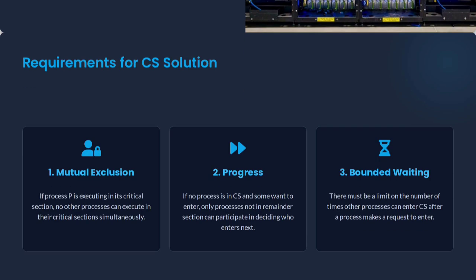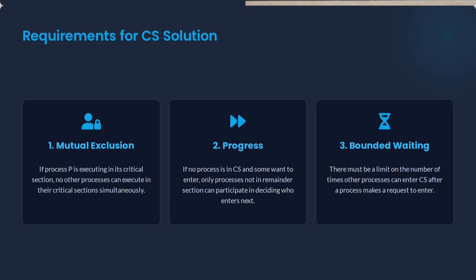There are requirements for a critical section solution. First, mutual exclusion: if a process is executing in its critical section, no other process can execute in its critical section simultaneously. One process executes and completes, then the next process goes. Second, progress: if one process is currently in its critical section and another wants to enter, only processes not executing in their remainder section can participate in deciding who enters next.